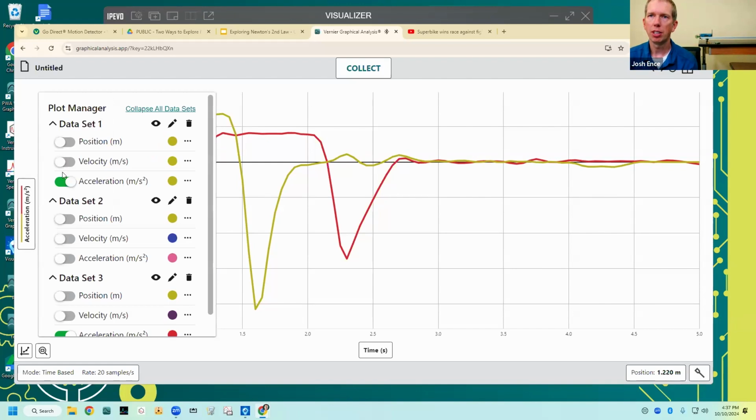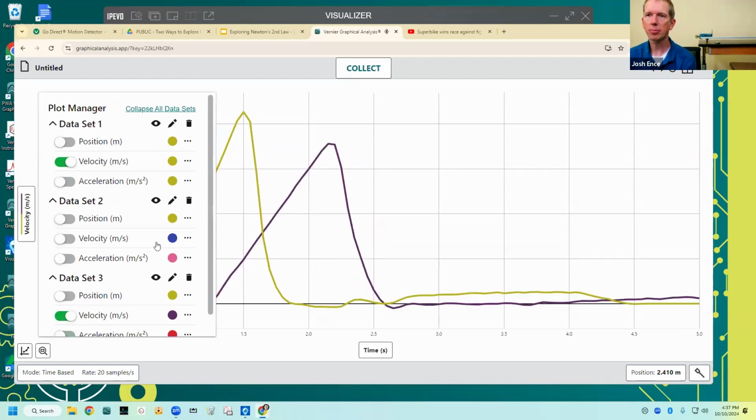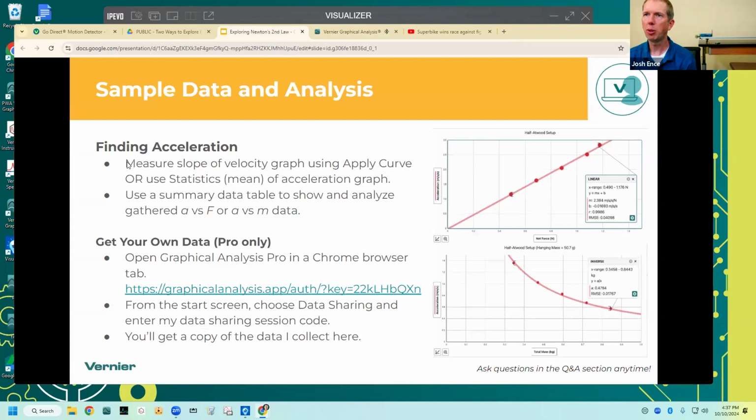I'm going to go back to my velocity data here. The way I did it was measuring the slope of the graph using apply curve fit, or you can use statistics to find the average. If you do that, you're going to have a number of runs, and for each of those runs the student is going to find an acceleration, and then they want to make a summary data table. With this much total mass, this was the acceleration. With this much total mass, this was the acceleration. Or you're moving mass from the cart to the hanging mass, so with this much net force, this was the acceleration.